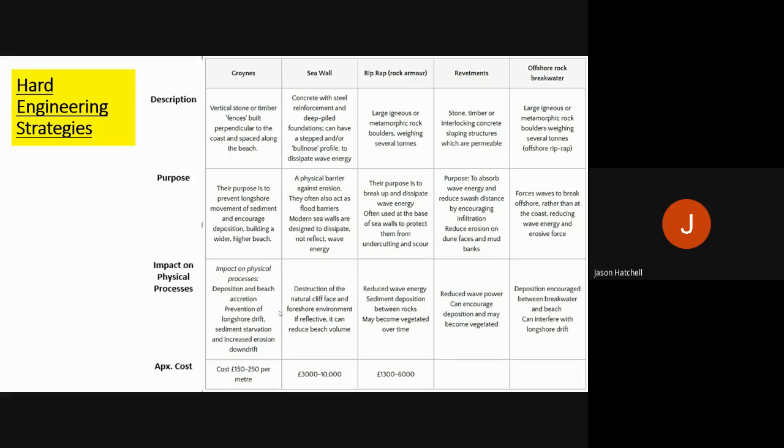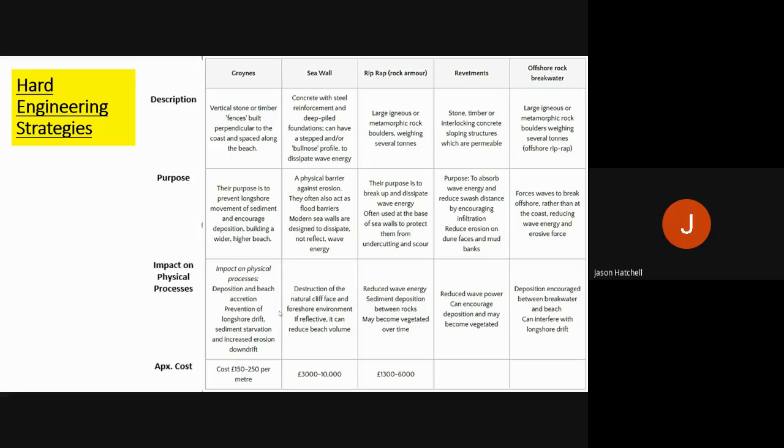Finally, we've got riprap or rock armor. These are large, hard-wearing rocks weighing several tons. They're used to dissipate and reduce wave energy. They're used in front of seawalls often to stop them eroding the seawall itself. It reduces wave energy. It allows deposition to take place as the waves slow down when they hit the rocks. And these cost £1,300 to £6,000 depending on the size of the project.